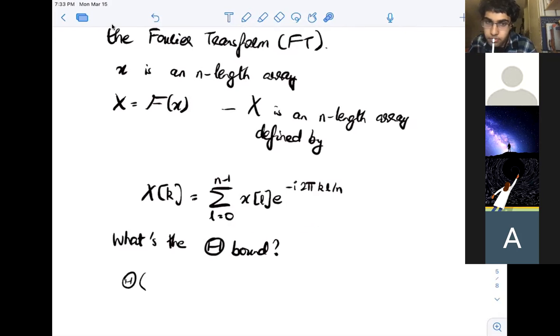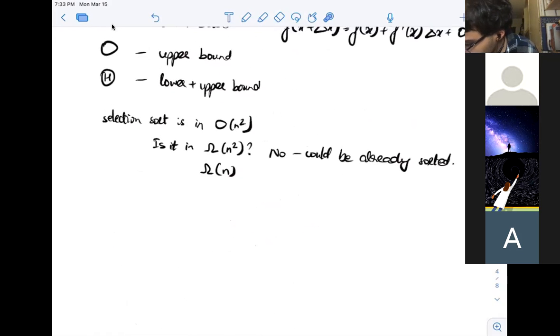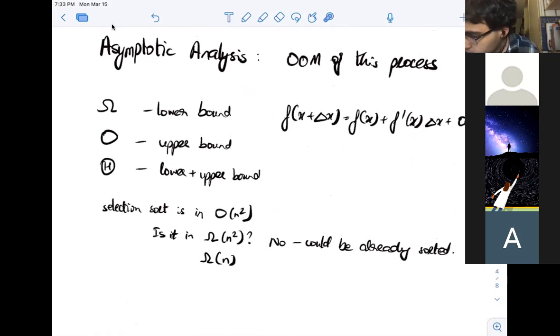Could you explain again what the theta bound means? I'm not sure I got it. Sure. Okay, so up here, omega means I can put a lower bound on it: it's going to take at least this many steps. O means an upper bound: it's going to take at most this many steps. And theta is what you use when those two match, when it's going to take definitely this order of magnitude.